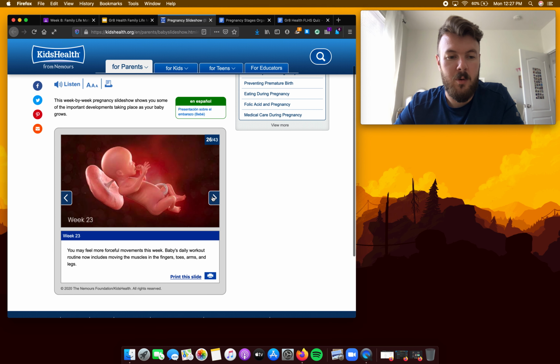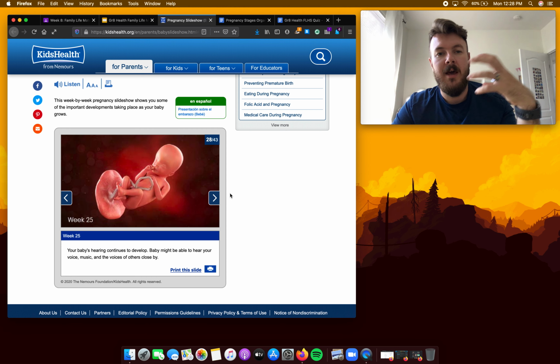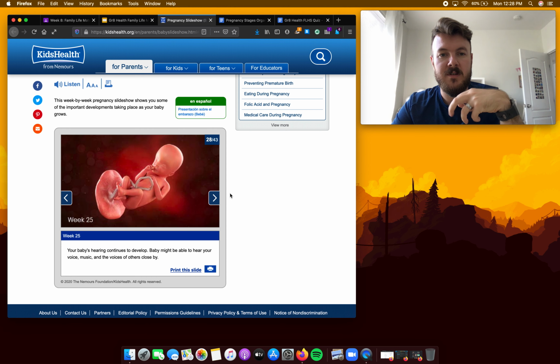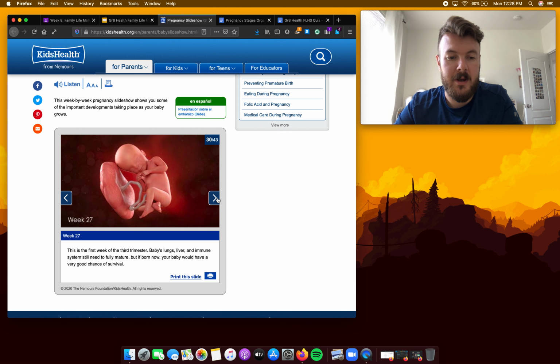Again, I'm going to skip forward a lot because there's a lot here. But at week 24, your baby can start practicing breathing movements, but they are still relying on the placenta for oxygen. All of the oxygen and blood and water and food and stuff will come directly from the mother and filter through that placenta. Again, the baby's still developing, still getting bigger.